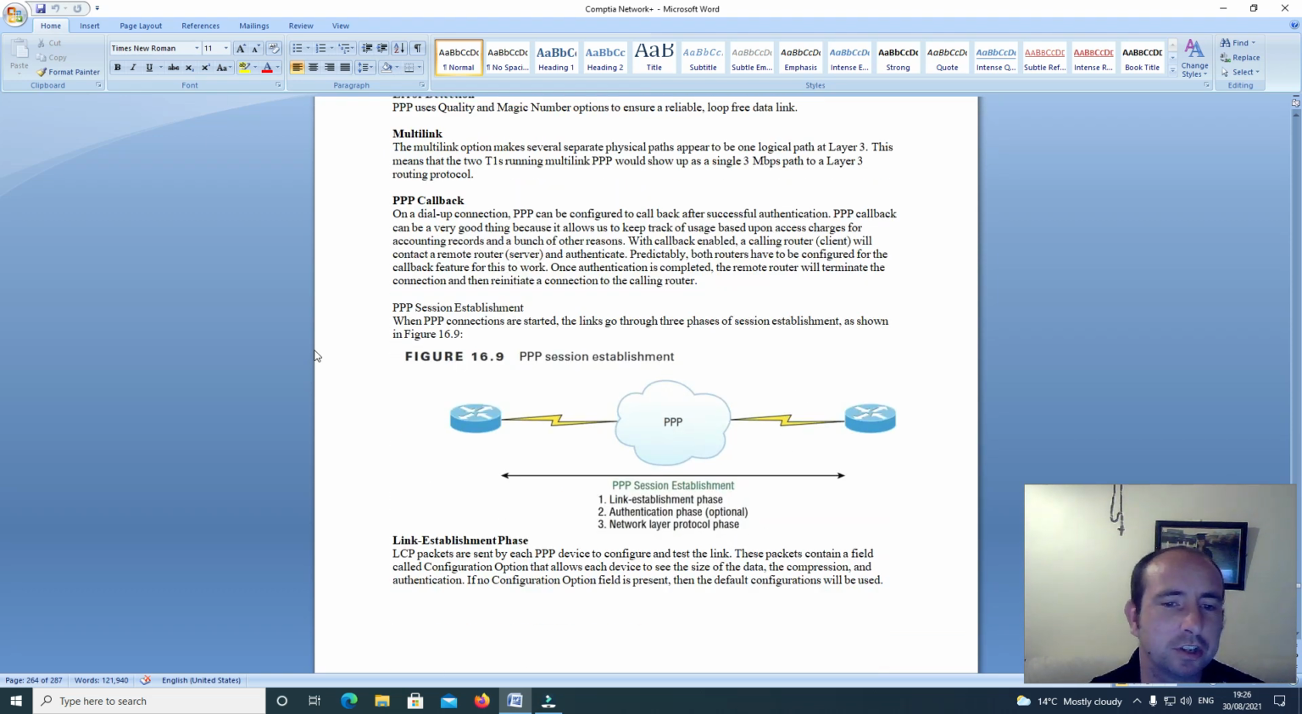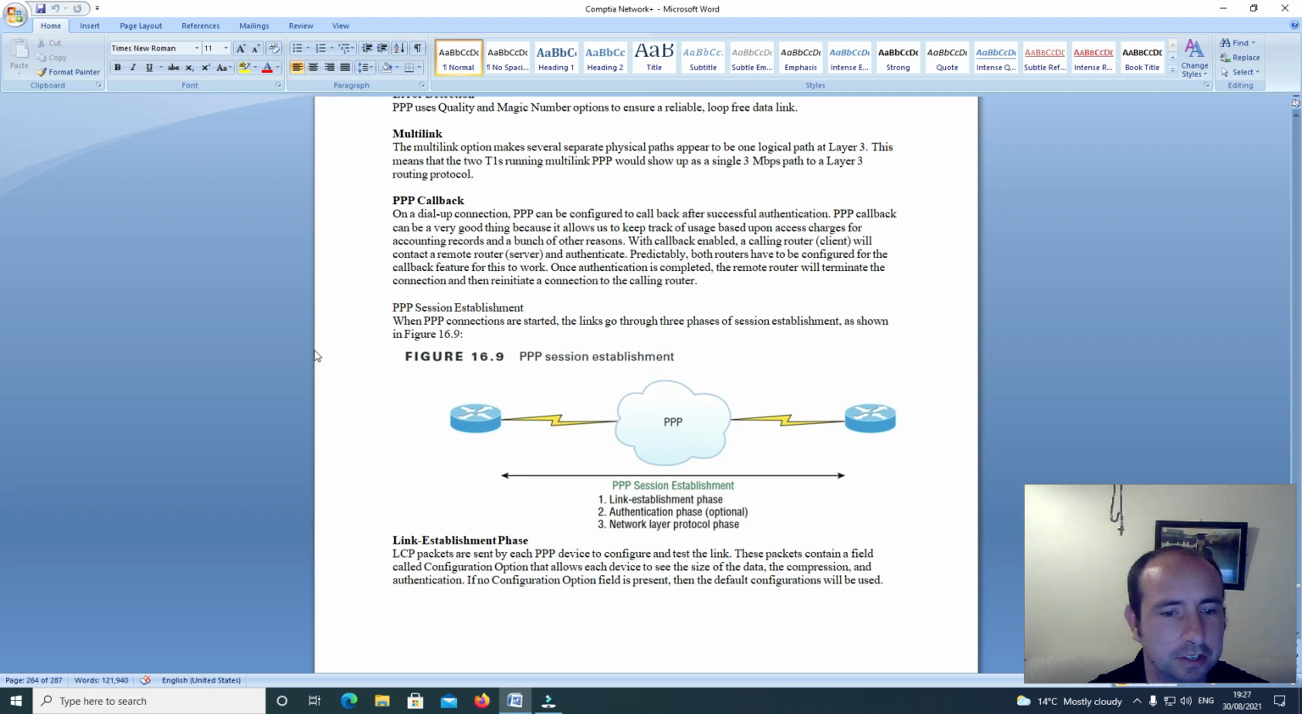PPP dial-up connection. PPP can be configured to call back after successful authentication. PPP callback can be a very good thing because it allows us to keep track of usage based upon access charges for accounting records and a bunch of other reasons. With callback enabled, a calling router client will contact a remote router server and authenticate. Predictably, both routers have to be configured for the callback feature for this to work. Once authentication is completed, the remote router will terminate the connection and then reinstate a connection to the calling router.